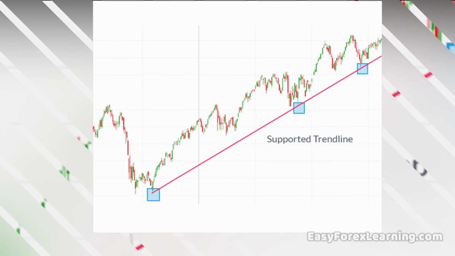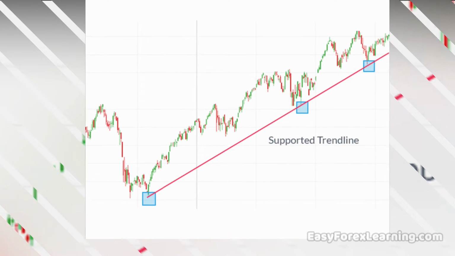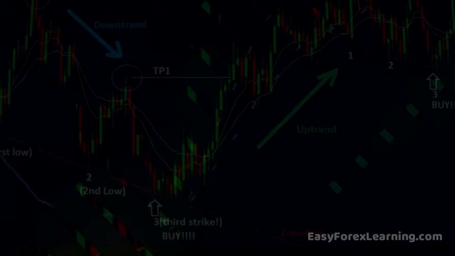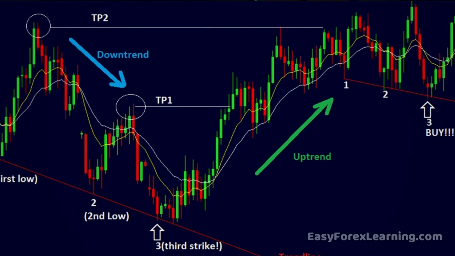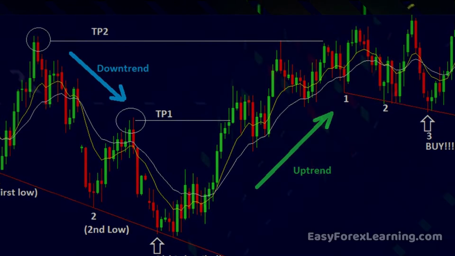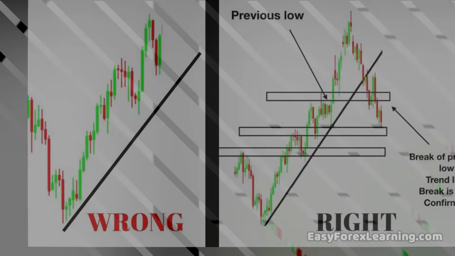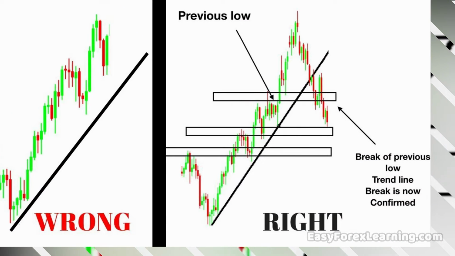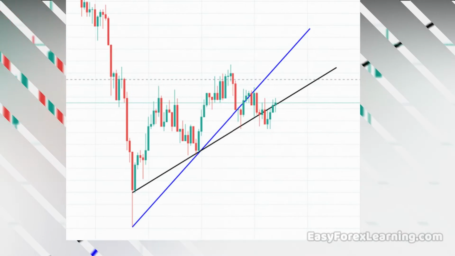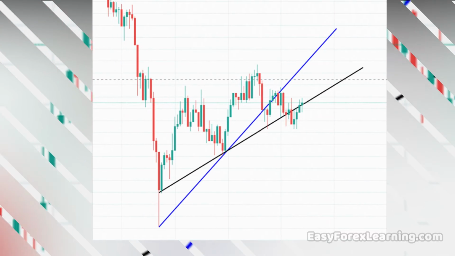How do you draw trend lines? To draw forex trend lines properly, all you have to do is locate two major tops or bottoms and connect them. What's next? Nothing. Is that it? Yep, it's that simple.